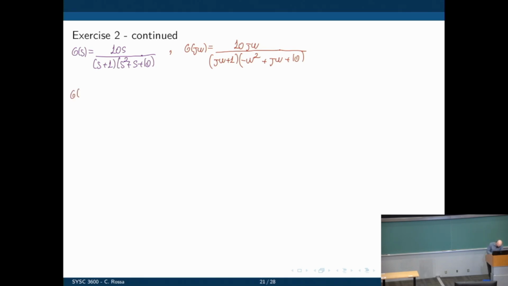We can multiply this out. 10 j omega divided by: j omega times negative omega squared is negative j omega to the power of 3. j omega times j omega is negative omega squared. j omega times 10 is plus 10 j omega. And then you just repeat everything: plus j omega plus 10.